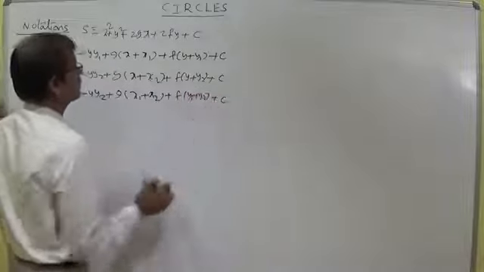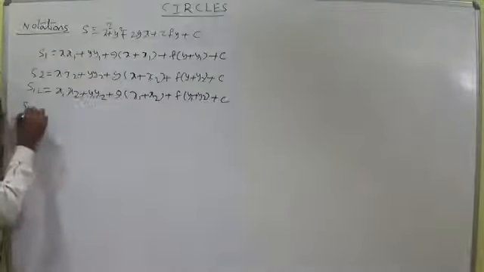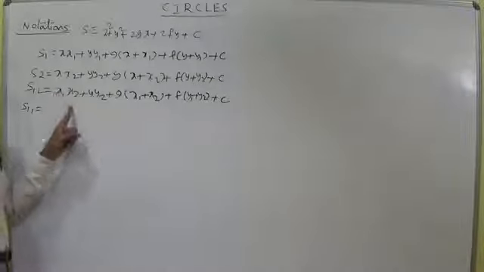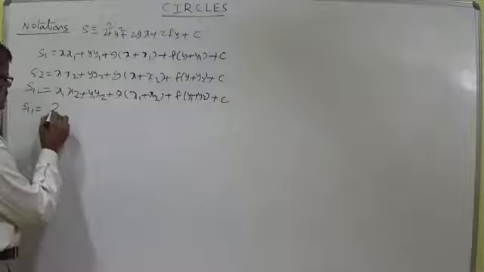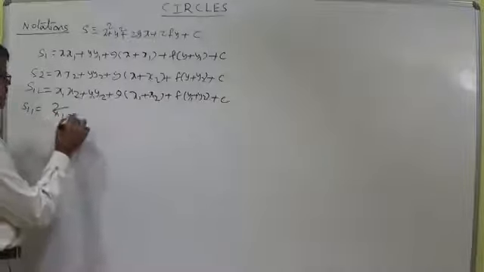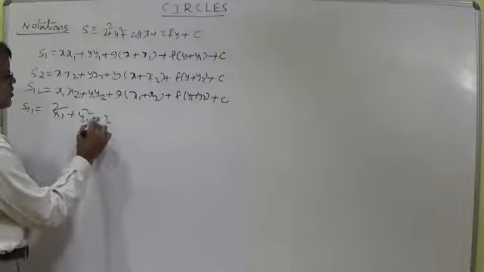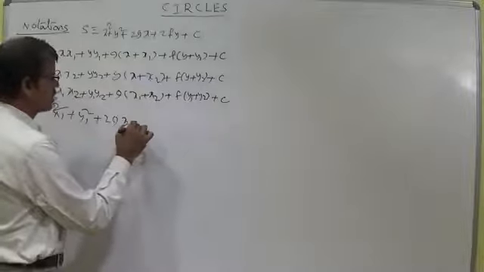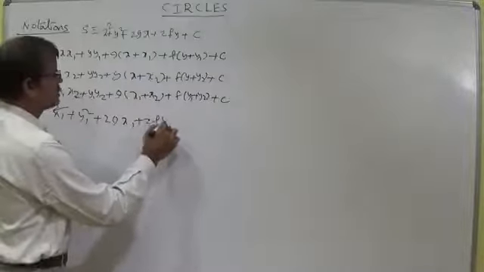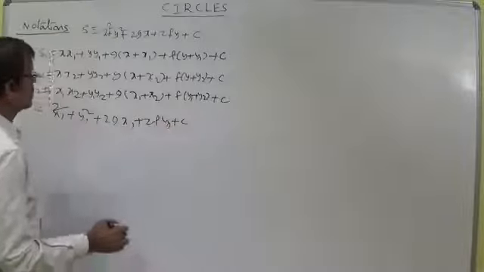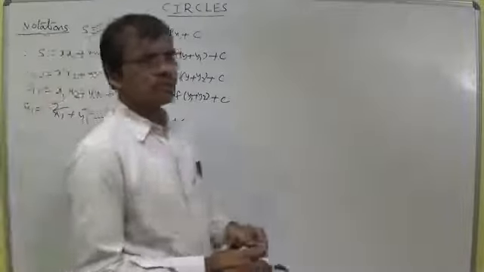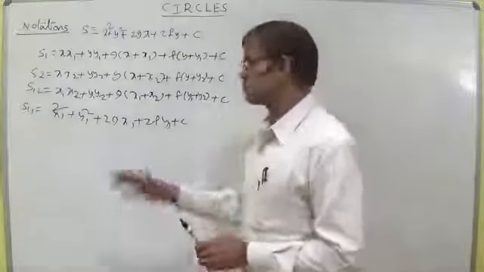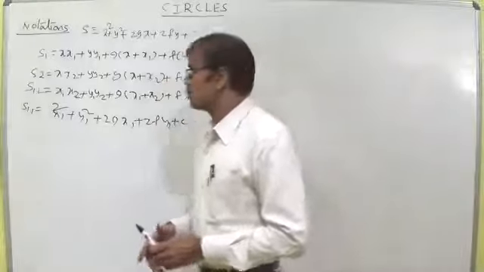Now S11. S11 means in this equation, instead of 2, you substitute 1. So x1 into x1 is x1 square, plus y1 square, plus g into x1 plus x1, you can write 2gx1, plus 2fy1 plus c. These notations are very useful until the end of this chapter and the end of geometry also. From today onwards, you should remember the notations.